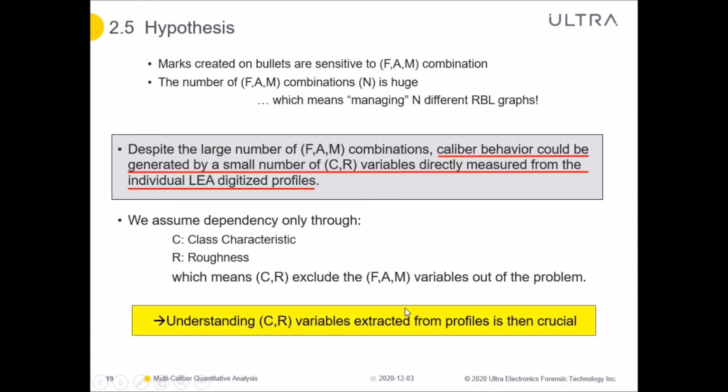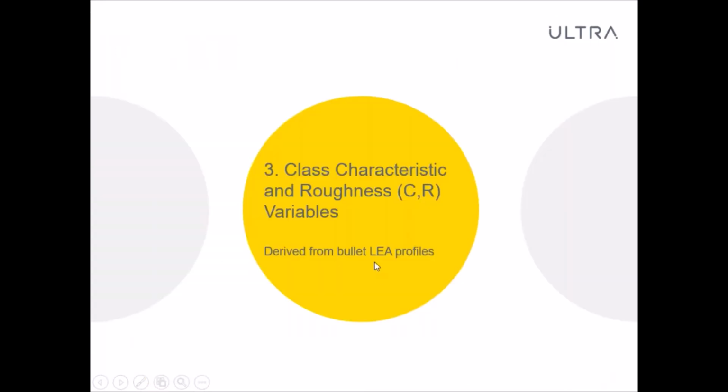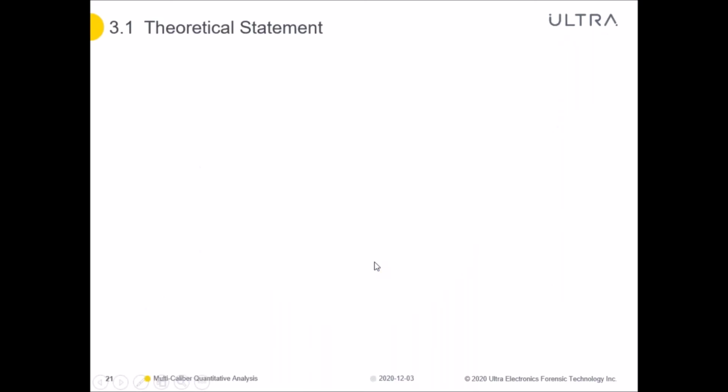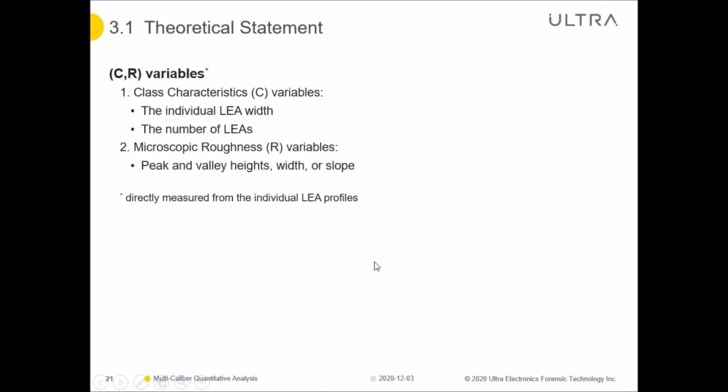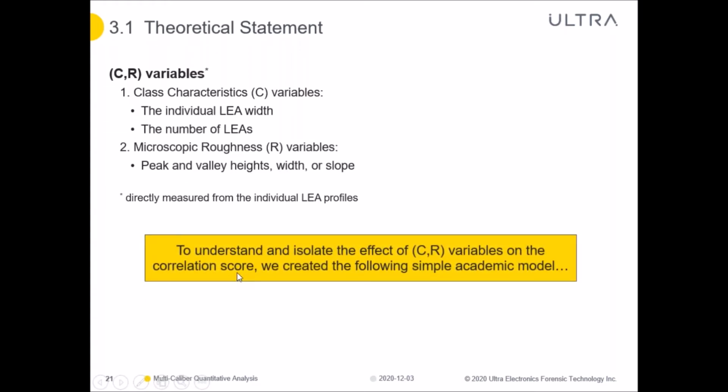Understanding CNR variables extracted from profiles is absolutely crucial. This is why we will study class characteristics and roughness variables derived from the bullet profiles. We are considering three variables. For class characteristics, we are considering the individual lead width and the number of leads. For microscopic roughness variables, we'll be considering peak and valley heights, width, or slope. To understand and isolate the effect of CNR variables on the correlation score, we created the following very simple academic model that really speaks for itself.